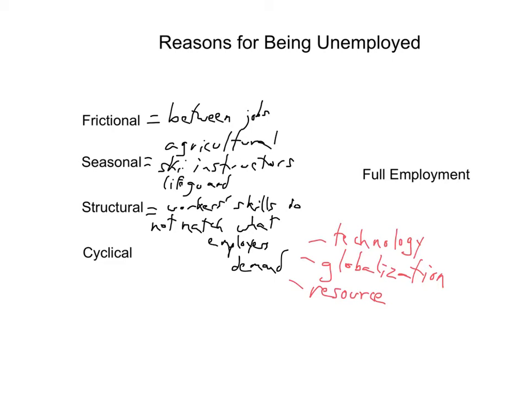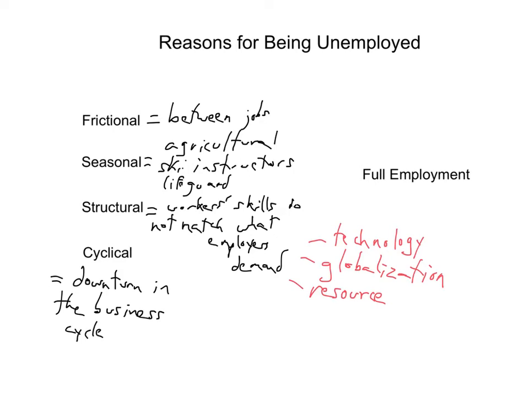Whaling, for example: people who were whalers and sold whale blubber and oil for stuff like that were out of a job, so there could be new resources. Okay, and then finally, there's cyclical unemployment. Cyclical unemployment is unemployment that results from a downturn in the business cycle. And it's important that you understand what the business cycle is, having watched that video.